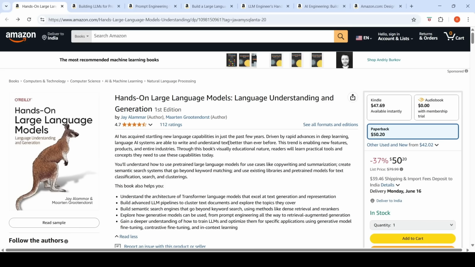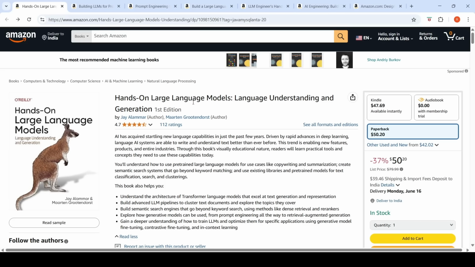I get this frequent query from a lot of people on what books are good to start with large language models to get an understanding of GenAI technologies. So in this video, let's look at some of the good books for learning more about large language models.